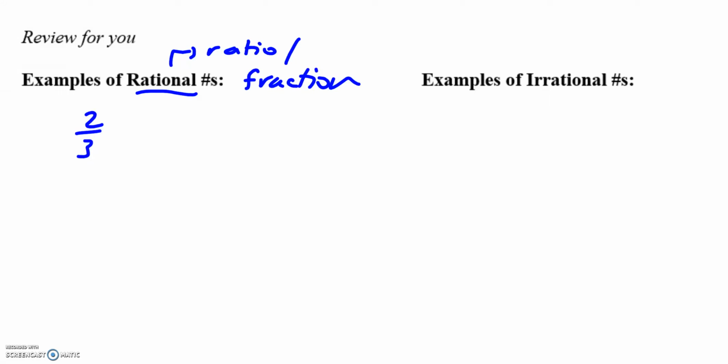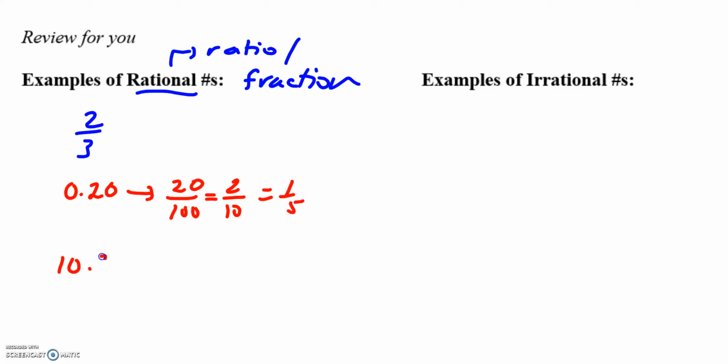So some examples would be the number 2/3 is initially a fraction, so it has to be rational. If I had the decimal 0.20, that could really be written as 20 over 100 because of the two placeholders, which would reduce to 2/10 or 1/5. So this decimal can be changed to a fraction, so it's rational. As long as my decimal has a particular pattern, like if I had 10.3 repeating, this is really 10.33333 forever, which is really 10 and 1/3, so that's also rational.